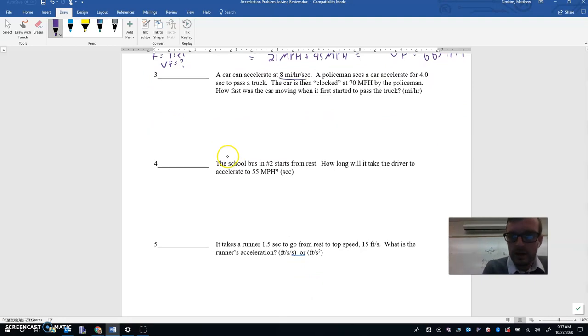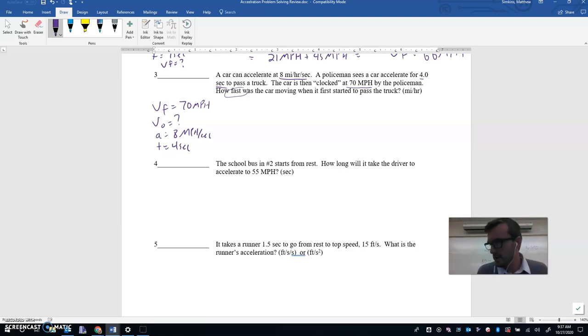Okay, so again, we're underlining our knowns. A policeman sees a car accelerate for 4 seconds to pass a truck. The car is then clocked at 70 miles per hour by the policeman. How fast is the car moving when it first started to pass the truck? So it looks like we have our final speed of 70 miles per hour. Our initial speed is the one that we're trying to find. We know the acceleration is 8 miles per hour per second, and it takes 4 seconds to accelerate.